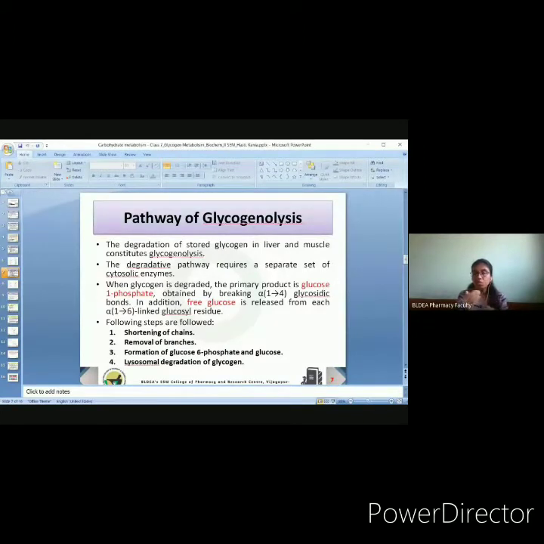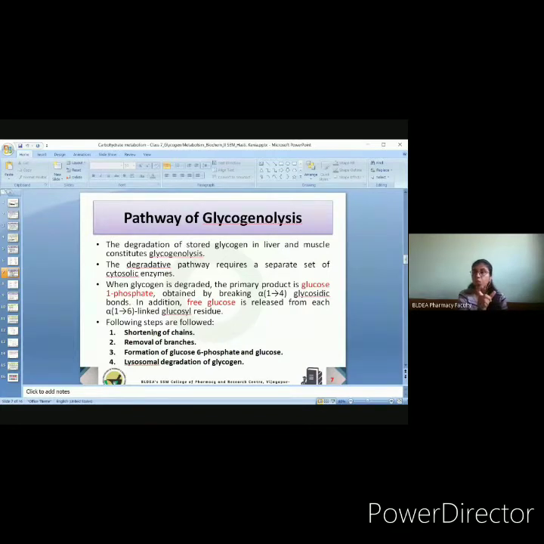Second important is removal of the branches. We had seen the branches are specifically added using the enzyme glucosyl alpha 4,6 transferase. Now these branches must be removed such that we get only a single chain of glucosyl residues, or you can say a single chain fragment of this glycogen, such that it will help in easy degradation into individual glucose molecules. So first we have to shorten the chain. Second, we have to remove the branches. Next is formation of glucose 6 phosphate, ultimately leading to synthesis of glucose.